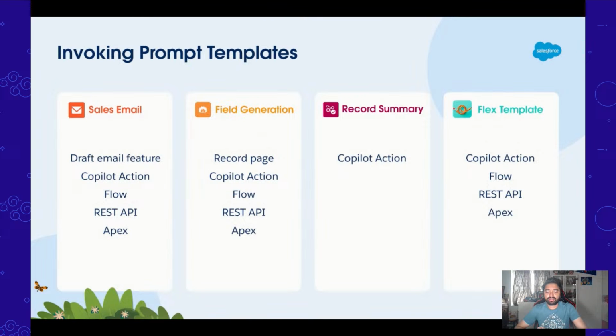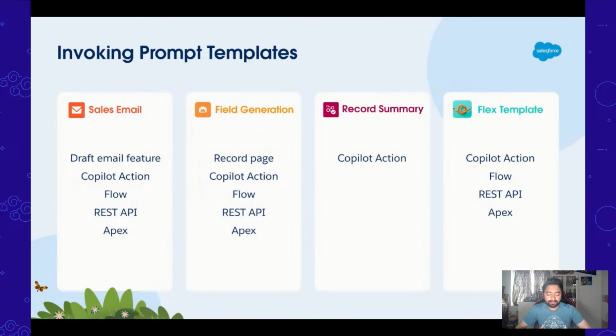Similarly, for flex template and record summaries, there is no specific place where you can access them other than Copilot actions. But since we are not talking about Copilot actions, let's just stick to field generation for today. If you want a more detailed description of all of these, we are also planning to release blog posts and more videos on YouTube. So we'll dive into each and every one of these prompt template types. But for today, field generation is what we'll look at.